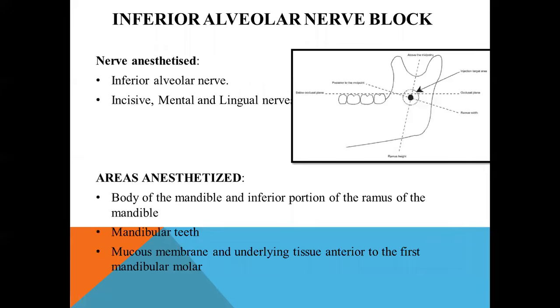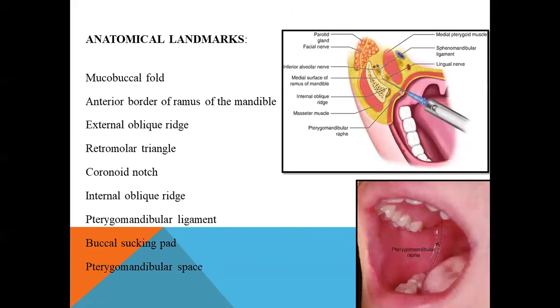Coming to the inferior alveolar nerve block, the nerves which are anesthetized, everyone knows it. It's the inferior alveolar nerve, incisor nerve, mental nerve, and the lingual nerve. The area anesthetized will be the body of the mandible, inferior portion of the ramus of the mandible, mandibular teeth, mucous membrane, and underlying tissues anterior to the first mandibular molar.